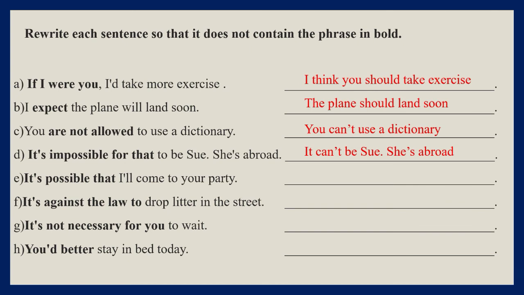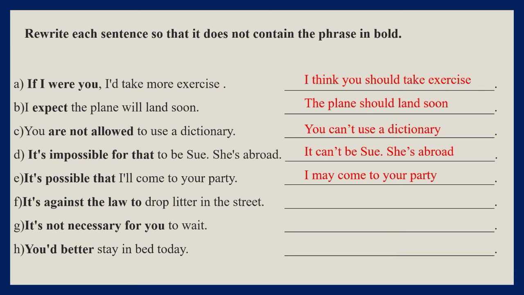E. It's possible that I'll come to your party. In here we are trying to express the function of probability, so we could use may, might, or could. I may come to your party, or I might come to your party, or I could come to your party are all correct.